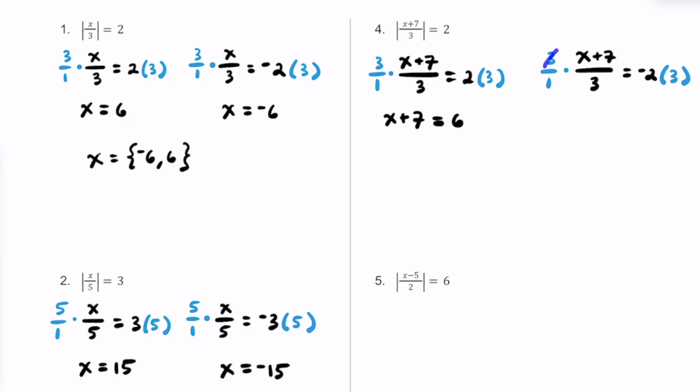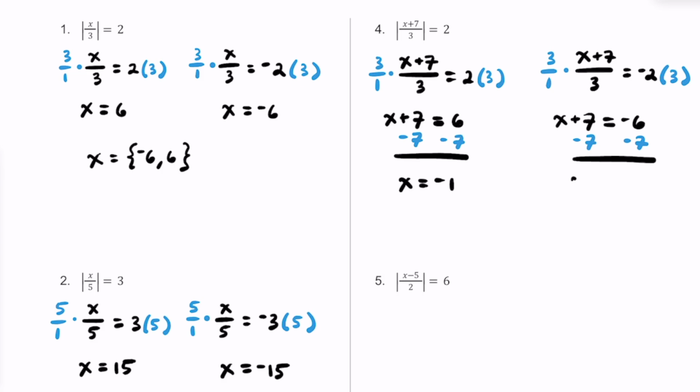For the equation to the right, these 3's are also going to cross cancel, so we're going to be left with this x plus 7 is equal to, and on the right side of the equation, negative 2 times 3 is going to be negative 6. Now to solve each of these one-step equations, we can subtract 7 from both sides using that subtraction property of equality. If we go ahead and do that for the equation on the left, we're going to get x is equal to -1. For the equation on the right, we're going to get x is equal to -13.